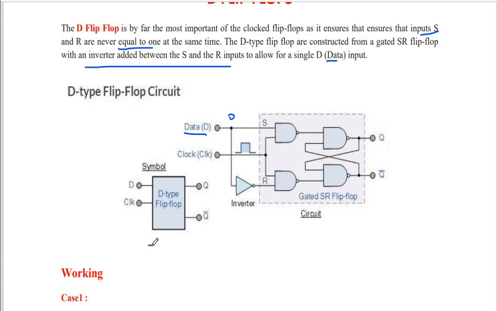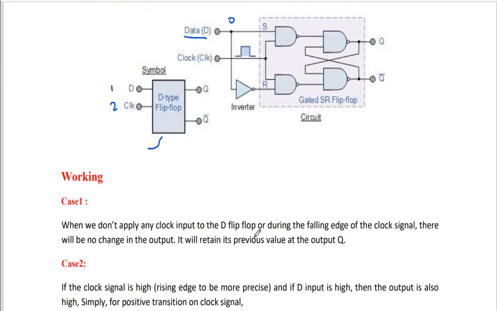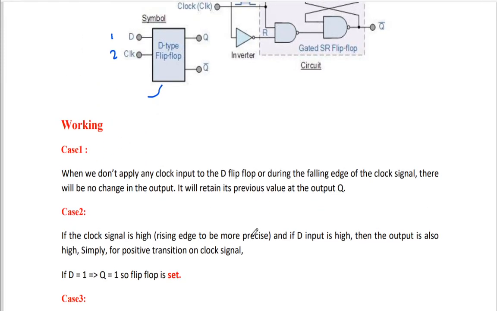Here you can see the logic symbol of a D flip flop. We have one input, the second input is your clock pulse, and then you have the outputs Q and Q bar. Now let us see the working of this D flip flop. In case 1, when we do not apply any clock input to the D flip flop, or during the falling edge of the clock signal, there will be no change in the output.